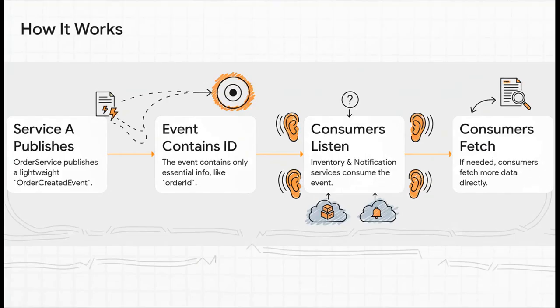And here's how it works. See, the order service just fires off this tiny little event, and all it contains is maybe the order ID. That's it. Then the inventory and notification services hear it. Now, if, and this is the key part, only if they need more details, they can go ask for them. This keeps your event messages small, your network traffic light, and your services beautifully independent.